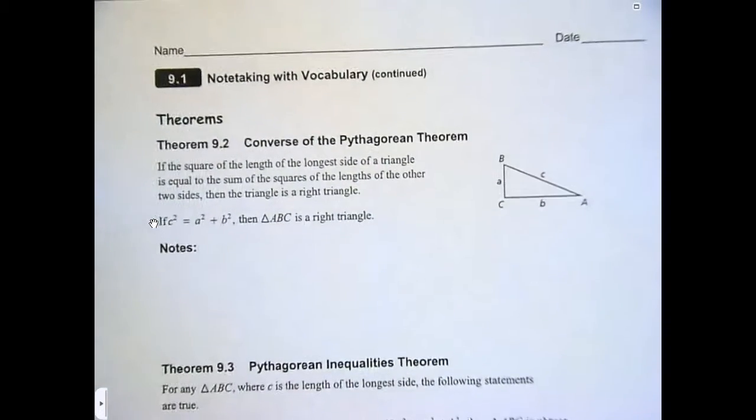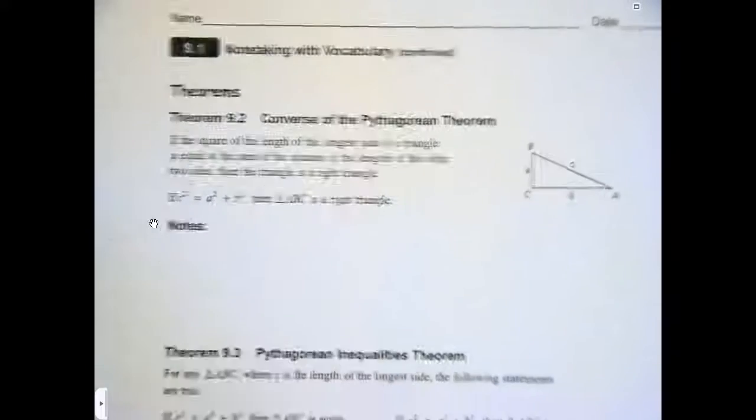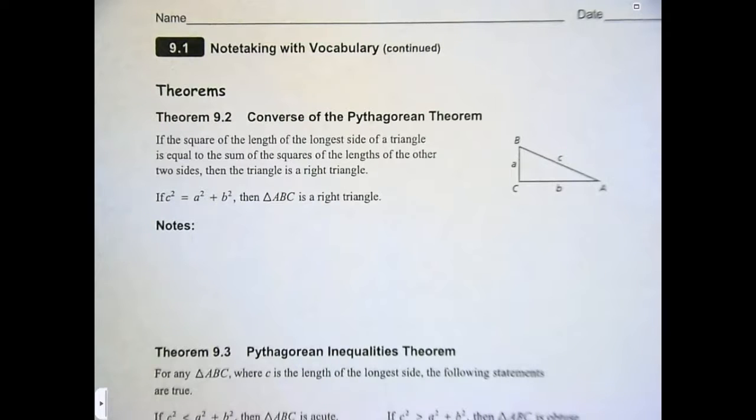Okay. All right. Turn the page, please. The converse of the Pythagorean theorem. Without reading it, tell your neighbor what it would be.